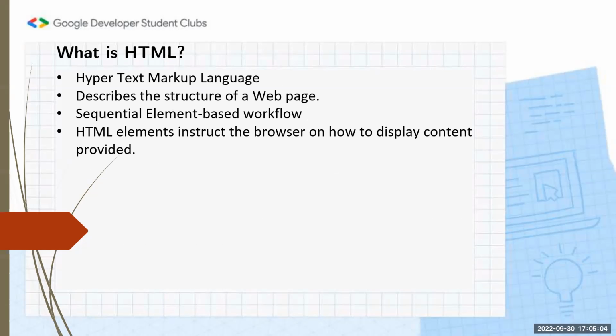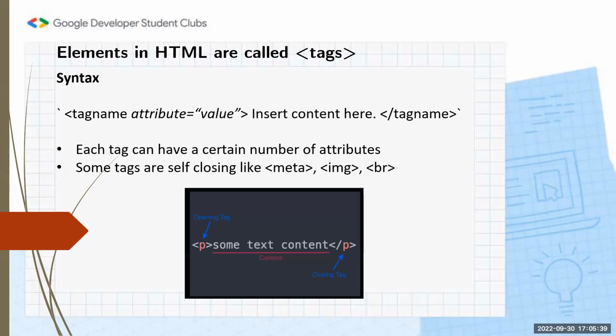So what is HTML? It's called hypertext markup language. It is a markup language like Markdown, if you've worked with Markdown editors like Typora or Obsidian. Another markup language which is well known within academia is LaTeX, which you can use to create good looking resumes or research papers. What HTML does is describe the basic structure of a web page, and it goes through a sequential element-based workflow. So I'll show a picture.